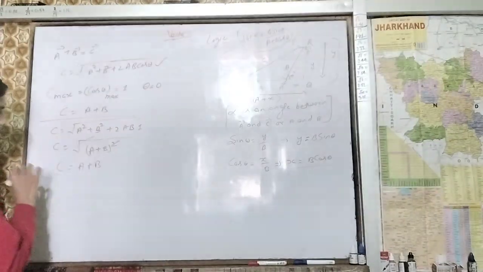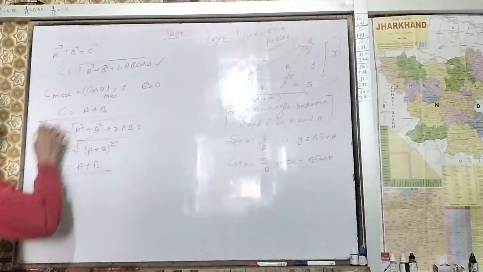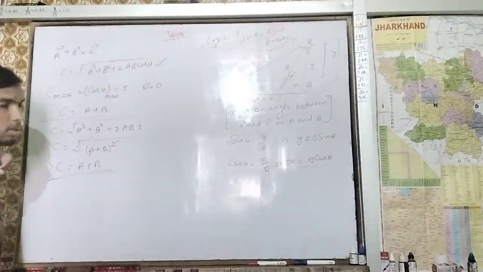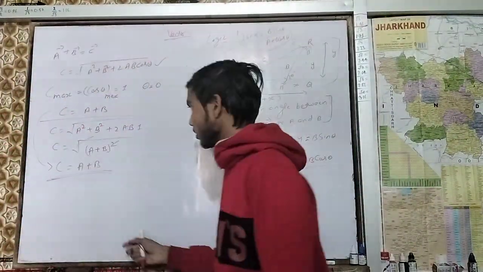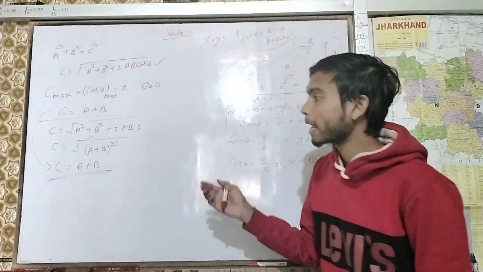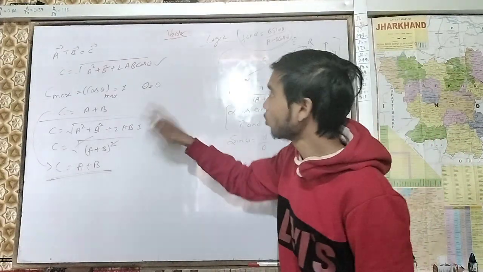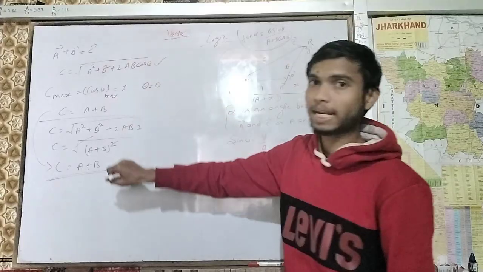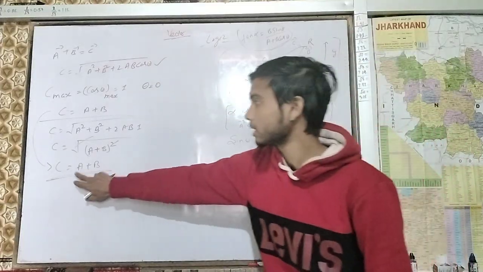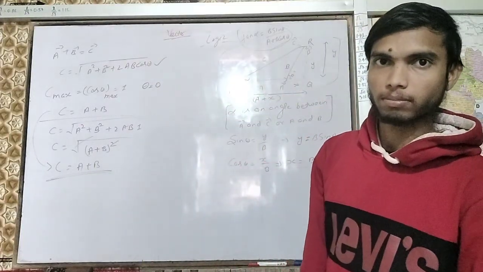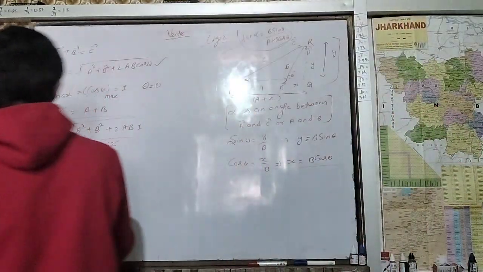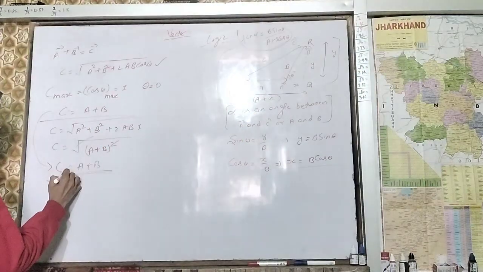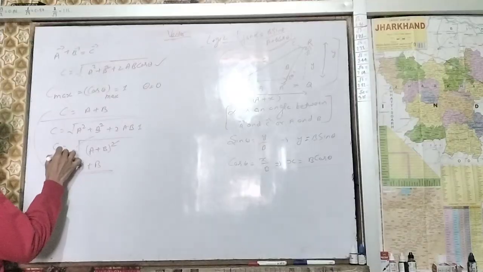As we know, the root will cancel this 2. So finally, C came as A plus B when we put the value of theta as 0. Then this equation came. So this is known as the maximum value of C.